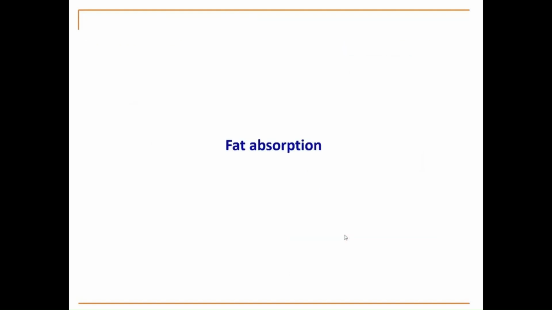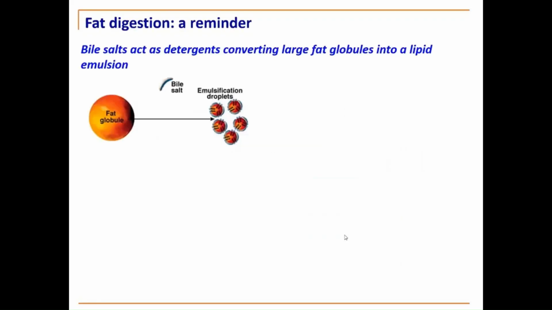We're now going to go into fat absorption. So, just a little reminder from an earlier session, your bile salts, which are made in your liver, stored in your gallbladder and then released when food enters the duodenum. These act as detergents, and they help to convert your large fat globules into a lipid emulsion. So you get all this mechanical digestion, which breaks up your fat, and then your little drops of fat get emulsified by the bile salts.